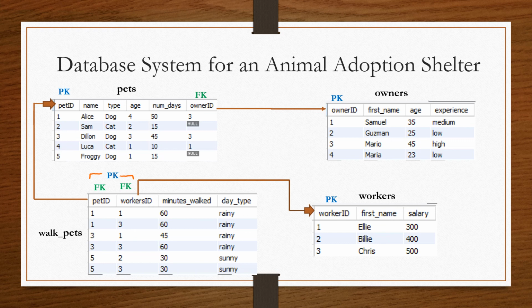In this system, we have 4 tables: pets, owners, workers, and walk pets. I have put the primary keys of each table in blue, and I have also put the foreign keys that connect to primary keys in green, and I've also drawn a line that connects the foreign key to the primary keys.